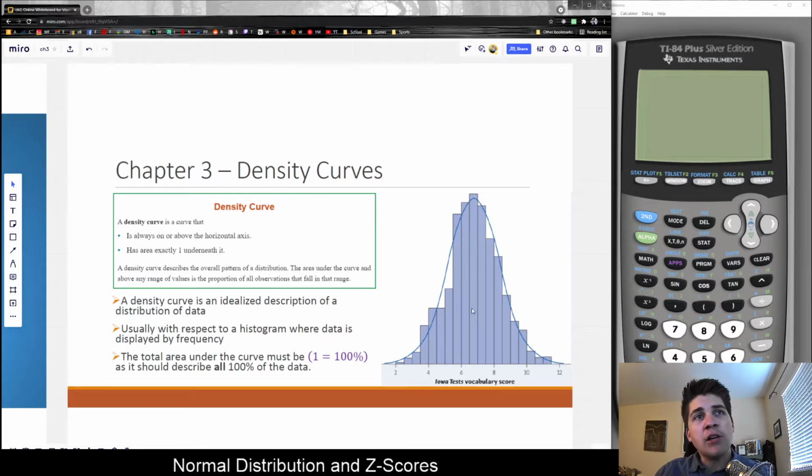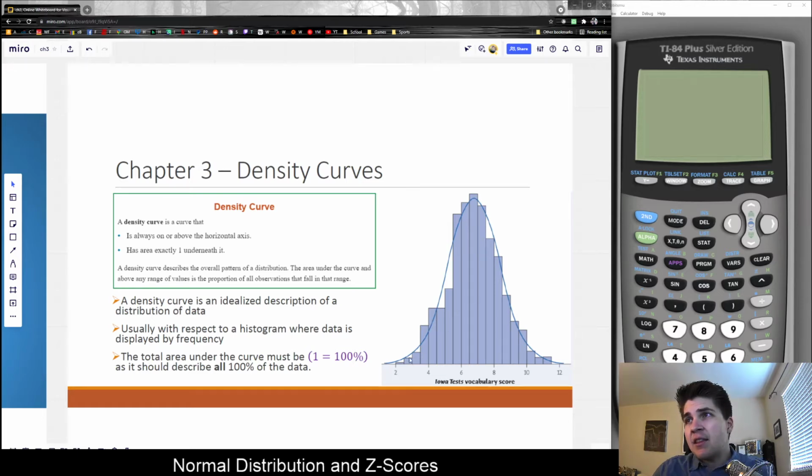The primary trait of a density function is that the total area under the curve has to be equal to 100% or 1. That's because the point of the density function is to describe percentages. If we're talking about what percent of the population has a score lower than this, let's say it's 30%, or what percent of the population has a score higher than 10, and let's say it's 10%.